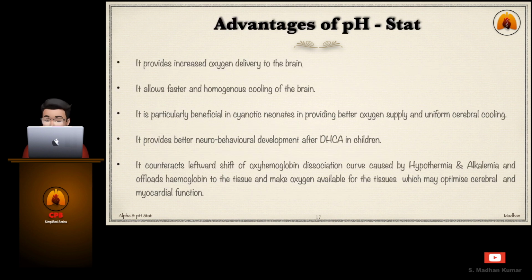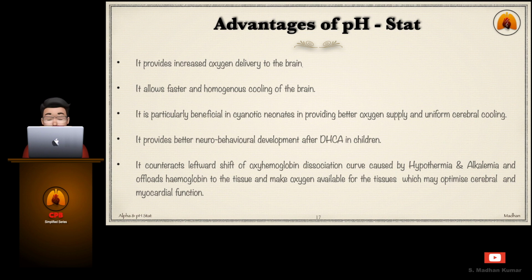The advantages of pH stat management are hypercarbia causes cerebral vasodilation, resulting in increased cerebral blood flow, which implies increased jugular SpO2 and allows increased oxygen delivery to the brain. Increased cerebral blood flow in conjunction with reduced CMRO2 allows faster and homogeneous cooling of the brain.